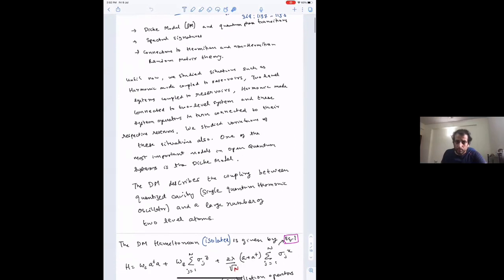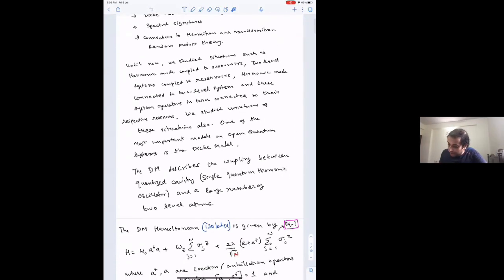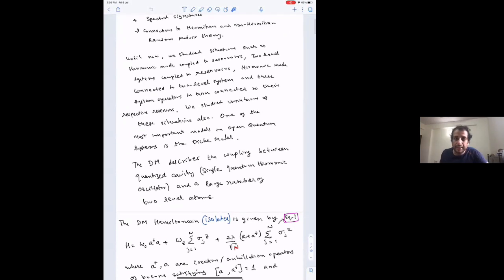So I have several things that I want to cover today. Until now we have studied situations such as harmonic mode coupled to reservoirs, two-level systems coupled to reservoirs, and we had harmonic mode connected to a two-level system. This was the JC model, right? The Jaynes-Cummings model, and these operators were in turn connected to their respective reservoirs. So today I'm going to speak about one of the most important and extremely well-known models, which is called the decay model.